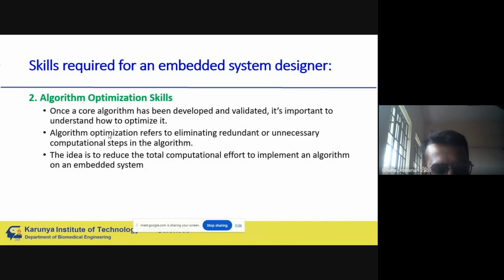The second one is some knowledge about, and this is very mandatory, at least to a certain extent, we should learn to work on optimization algorithms, or algorithm optimization skills. As we have seen in the last title, there are different types of optimization techniques at different levels. The first level we saw was code optimization. So how can code be optimized?